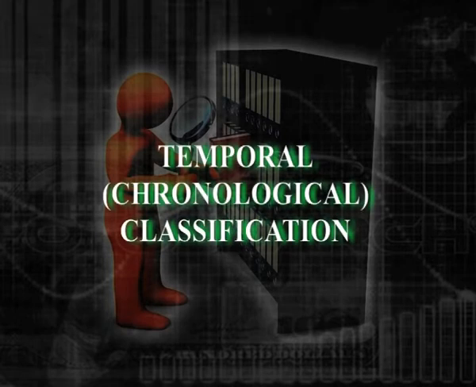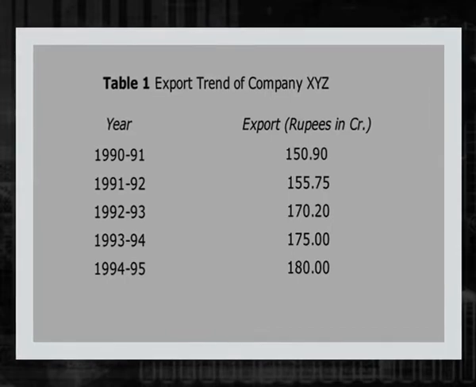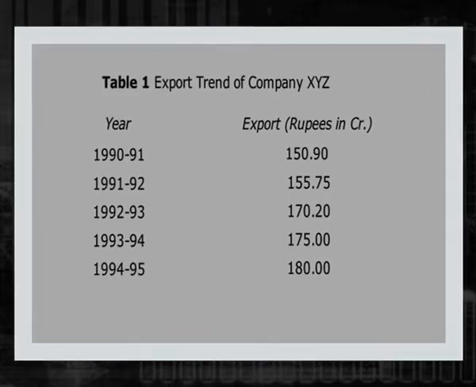Now let's come to the third point, that is temporal classification. It refers to when data are observed over a period of time. For example, we may present the figures of population or production, sales, etc., as given in the table. Now let's see, this is the table here, table 1.